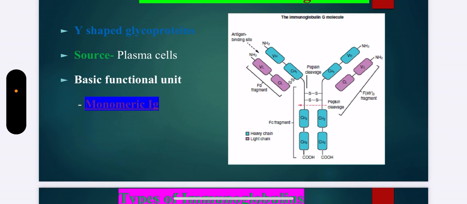In this figure, you can see that there are two types of chains, heavy chains and light chains. Two heavy chains and two light chains, and these are joined with the help of disulfide bridges. In each heavy chain, two regions are there, the variable region and the constant region.